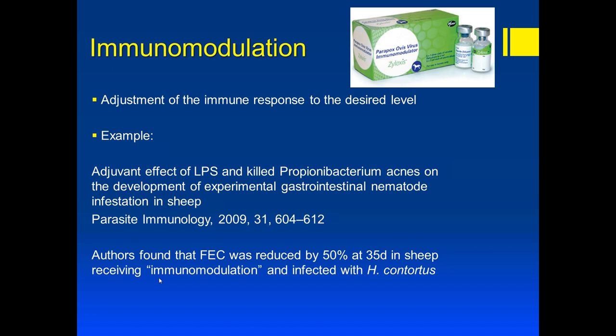An example of this was in a study published in 2009 in a journal called Parasite Immunology, where the authors used lipopolysaccharide, or bacterial cell wall components, and injected those into sheep prior to giving them an experimental Haemonchus contortus infection. What they found was that they reduced fecal egg count by 50% at 35 days after infection, basically modulating the immune response of those particular animals.